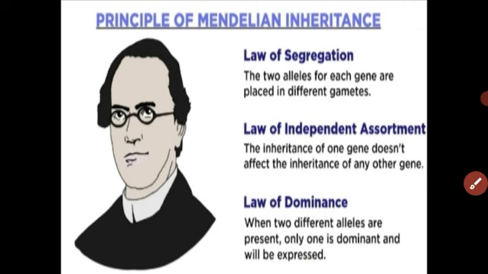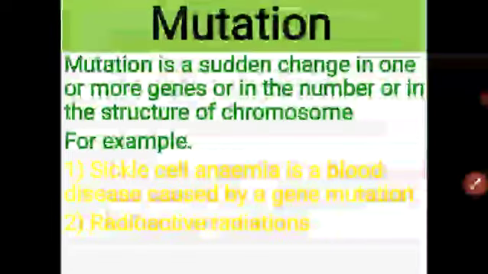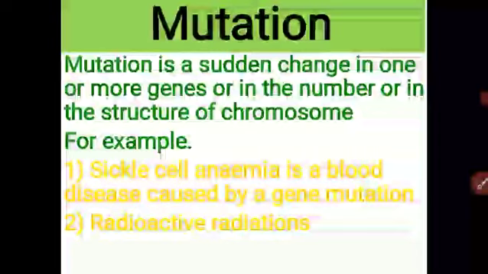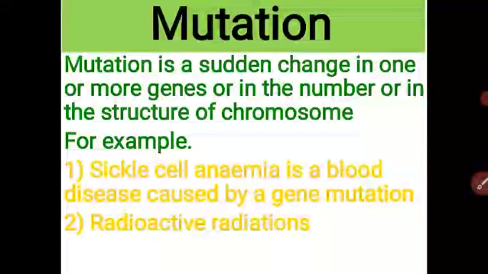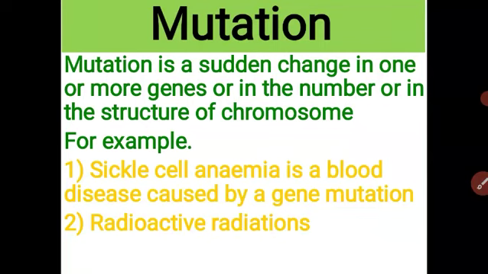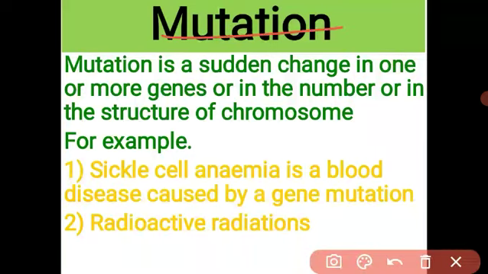Understood, student? The last topic of this lesson is mutation. Mutation means what, student? Mutation is the sudden change in the genes. It is called mutation. Understood? What is meant by mutation? Mutation means the sudden change in the genes, or a sudden change in the number of chromosomes or the structure of chromosomes. It is called mutation. Mutation is not a variation.